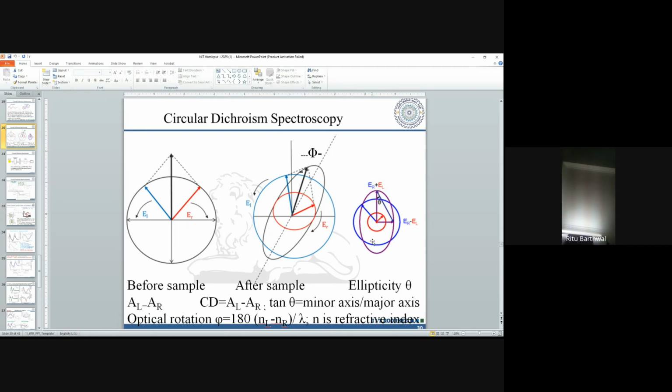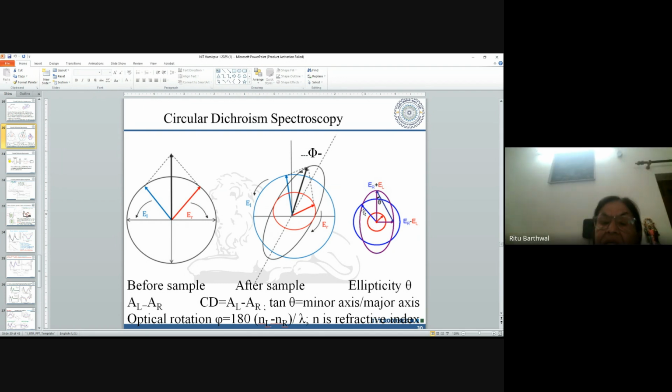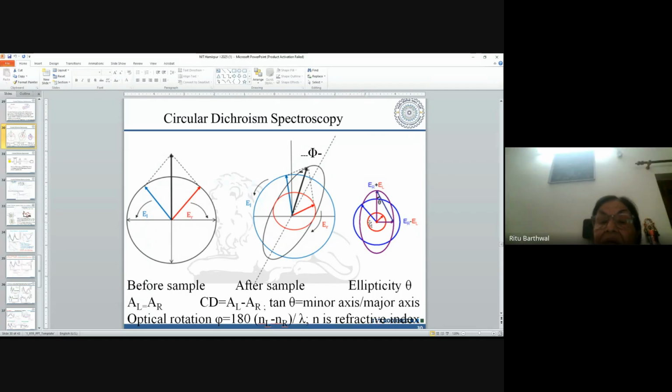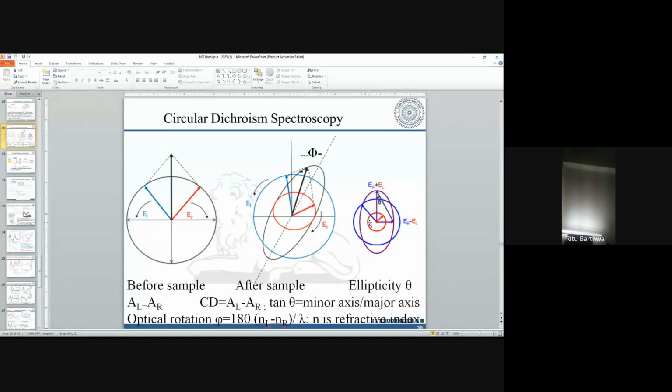So the amplitude has changed. Secondly, blue has gone only this much and red has gone so much on this side. You can see both had gone equal on this side. So this is phase. We are talking of phase difference. So there is a phase difference. As a result, now you don't have linear light, you have an elliptical sort of light, and it is a tilted ellipse. This tilt is called optical rotation.